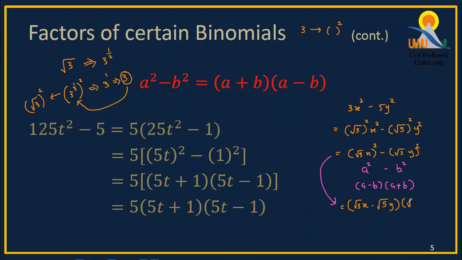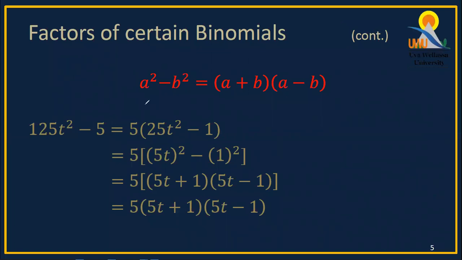Then the next one is root 3x plus root 5. This is how we are performing this type of calculation. Now we will focus on the example given in the slide. If you look at this example, it is given as 125 times t squared minus 5.